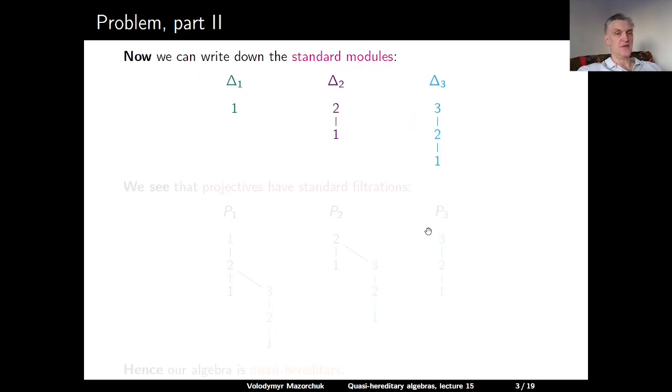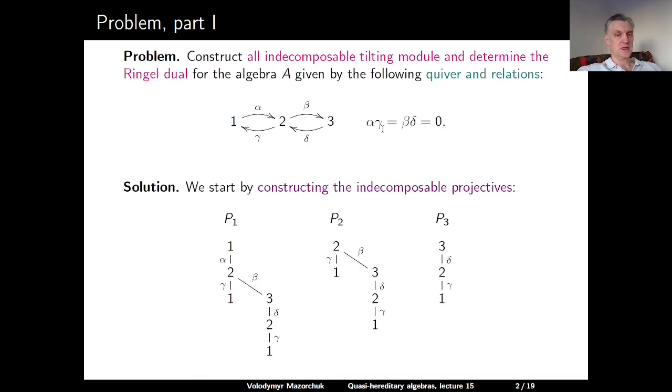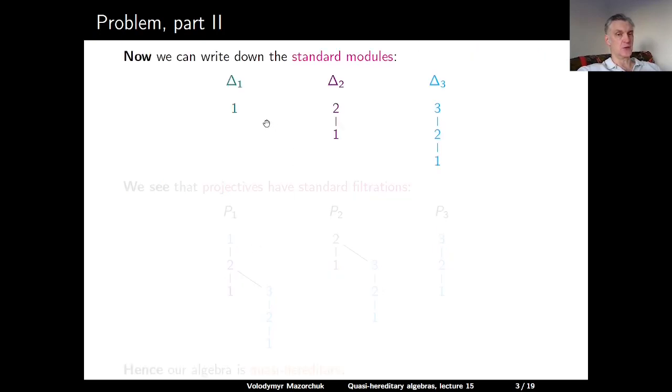And now we can easily see that for the usual order, when 1 is smaller than 2 and 2 is smaller than 3, the standard modules will be as follows. So P3 is delta 3. If we factor out P3 from P2, we get delta 2, 2 on top and 1 in the circle. And when we factor out P2 out of P1, we get that delta 1 is equal to 1.